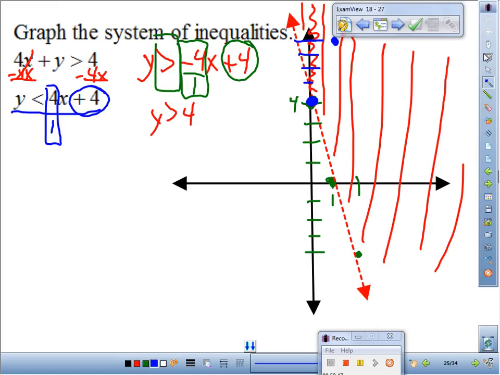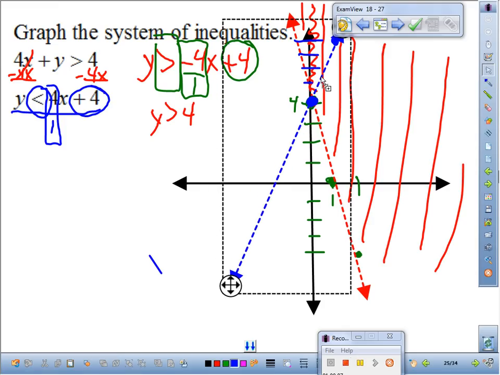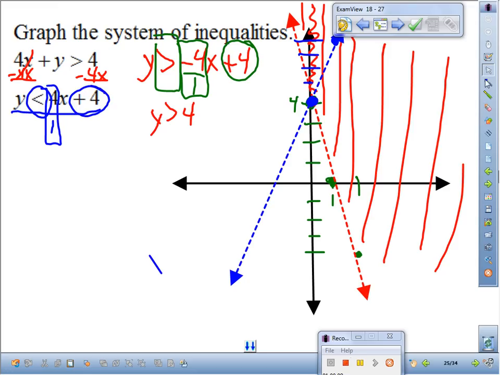And is it a dotted or a solid line? Dotted, so therefore my line should look something like, let's see. Like that. So now let's graph the shaded region.